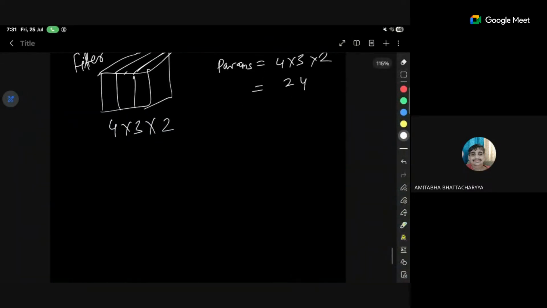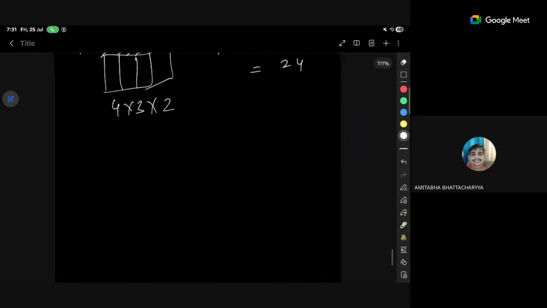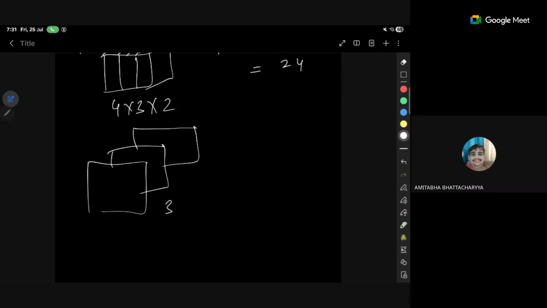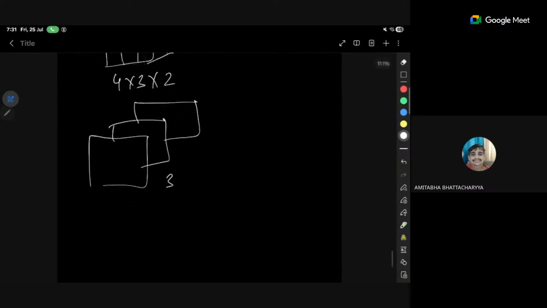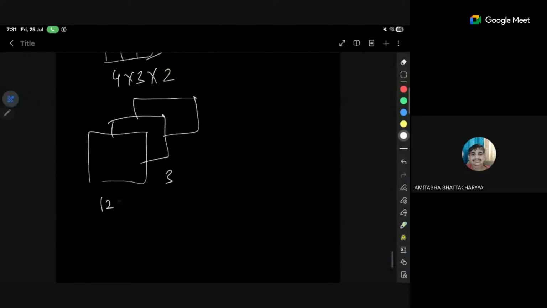Okay, so let's say I have an image of RGB. Now let's say RGB is like this. So there are 3 channels. Everything is called a channel: R, G, and B. 3 channels are there. Let's say I have a 128 cross 128 image. So this is my image. I'm using a filter.